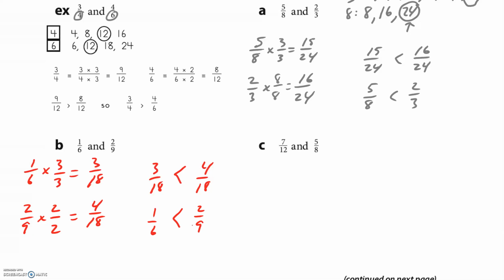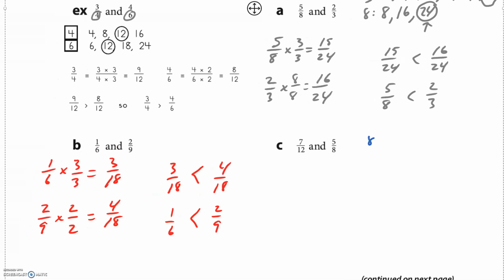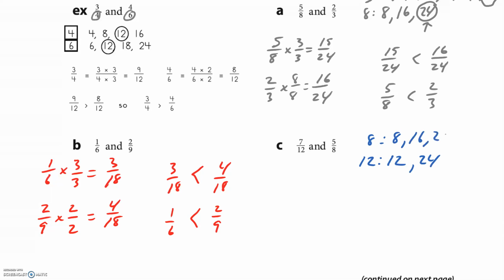All right, we got one more on here. Let me change the color. I'll go to blue. So 12ths and 8ths. I'm going to go by 12s first. 12 times 1, 12 times 2. I know 8 goes into 24. So 8 is the first multiple, 16 is the second multiple, and 24 is the third multiple of 8.